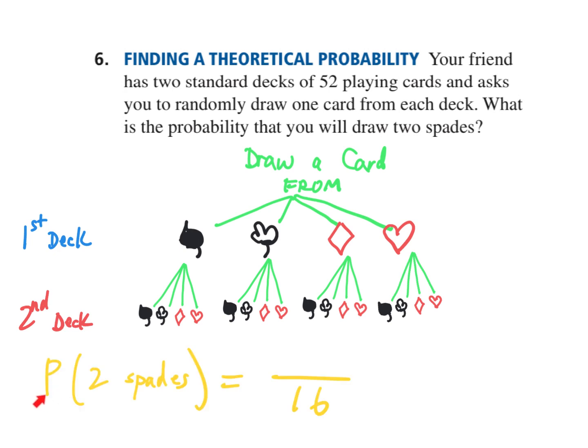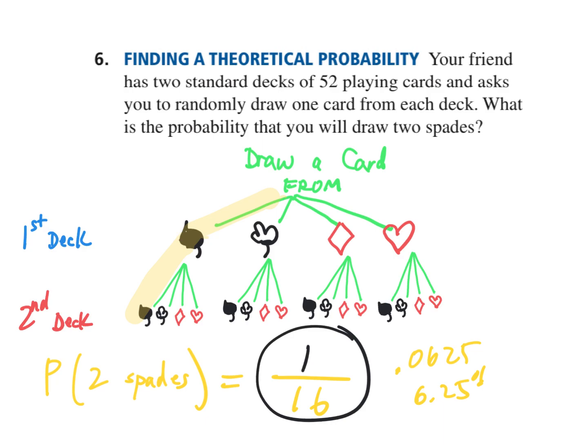Therefore, the probability that we get two spades, well, there's only one way that can happen. Right there. Spade on the first draw, and a spade on the second draw. So there's one way out of 16. There's our probability. You can leave it exactly like that, or you can say 0.0625 or 6.25% probability. But we might as well just leave it.